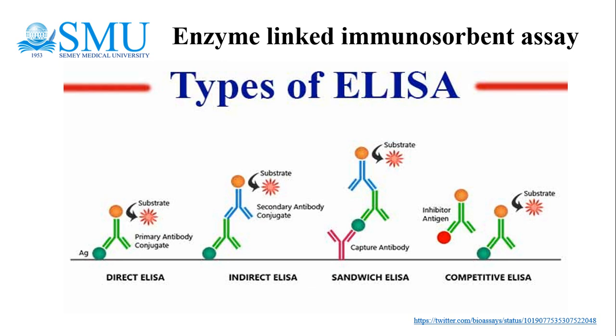Step 3, after washing, the enzyme-labeled primary antibodies raised in rabbits are added. And step 4, after washing, a substrate chromogen system is added and color is measured. And next is indirect ELISA. It is used for detection of antibody, or less commonly antigen, in serum.